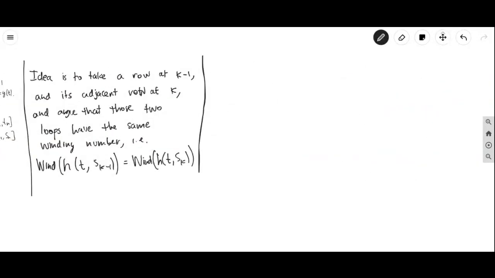So what we do is we do f, not f, h. I keep on writing f. I meant to say h, because we're calculating the winding number of this. So that would be h of tk, comma, let's say sk minus 1 divided by h of tk minus 1, comma, sk minus 1.